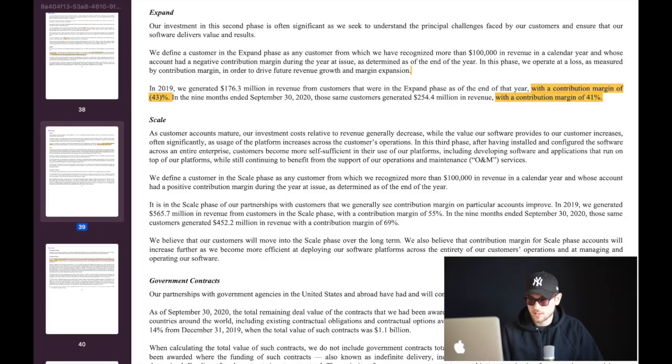In 2019, we generated $176 million in revenue from customers in the expand phase with a negative contribution margin of 43%. In the next 9 months, ended September 30, 2020, those same customers generated $254 million in revenue with a positive contribution margin of 41%. So from this we can see that the time Palantir needs to convert negative contribution margin to positive contribution margin is between 6 and 9 months. But keep in mind that even though these customers now have positive contribution margin, they can't automatically go to the scale phase because, as we said before, Palantir is sorting customer accounts into phases only at the end of each year.